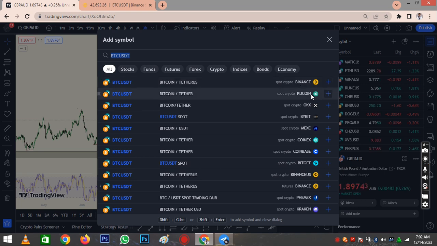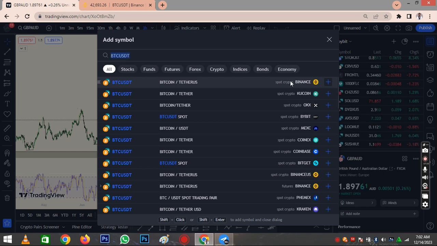We have the chart for KuCoin, the chart for OKX, the chart for Bybit, MEXC, CoinEx, Coinbase. There are just so many exchanges. These are the exchanges here.